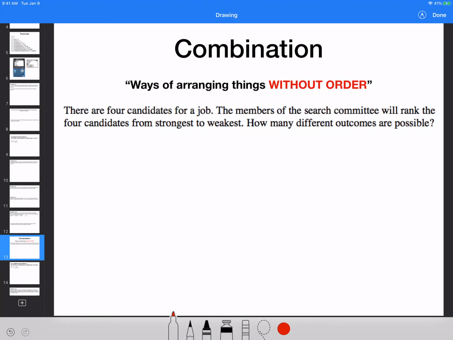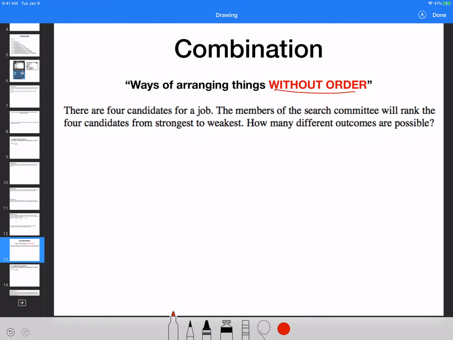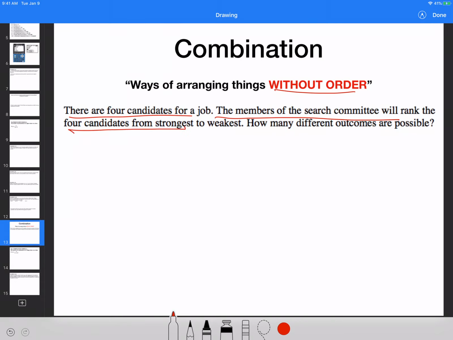Now, combination is ways of arranging things without order. So if permutation meant that you're going to arrange things with order, combination is the one without the order. Now, going back to the topic that we have just described above here, there are 4 candidates for a job. The members of the search committee will rank the 4 candidates from strongest to weakest. They give you that criteria. Now here, when we say that there are 4 candidates for a job, the members of each search committee will rank the 4 candidates from strongest to weakest.